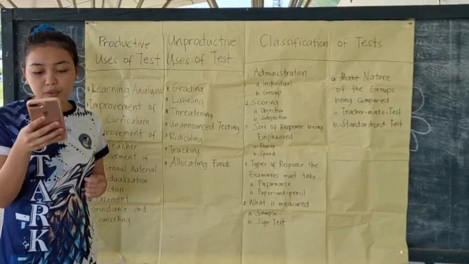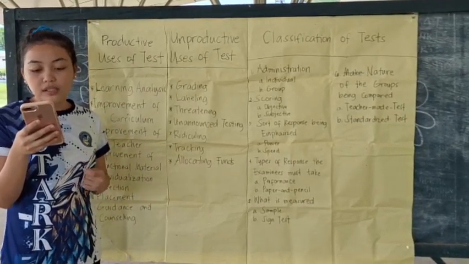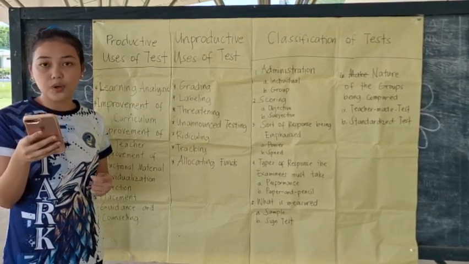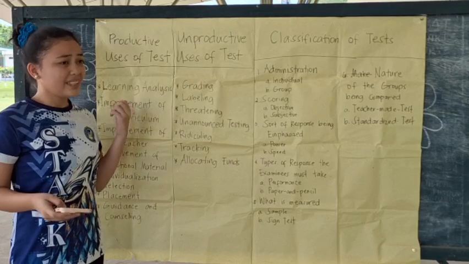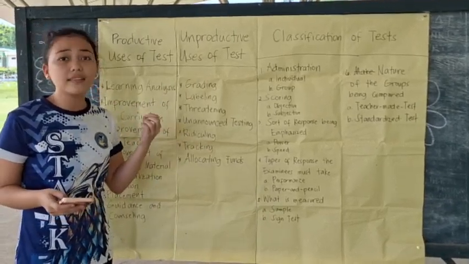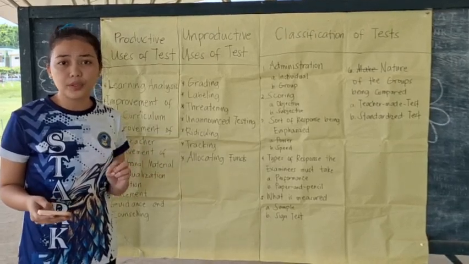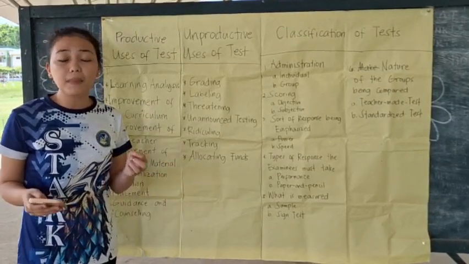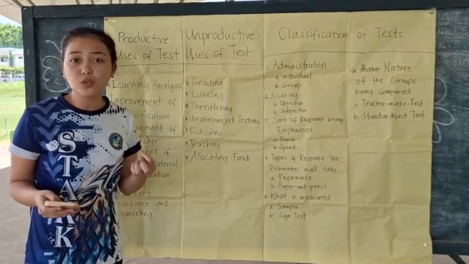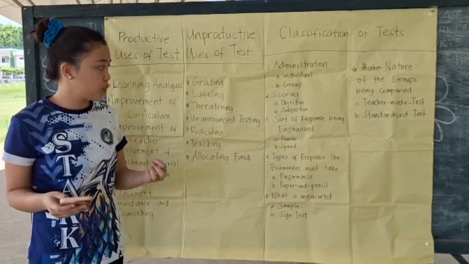Tests should not be used as the only determinants in grading students. Most tests do not accurately reflect a student's performance or true abilities. So in grading, the teacher should not base it on the result of that test, but should base it on the overall performance of the students, because in tests there's a possibility of cheating. So to assess the true abilities of the students, he should base it on their overall performance.